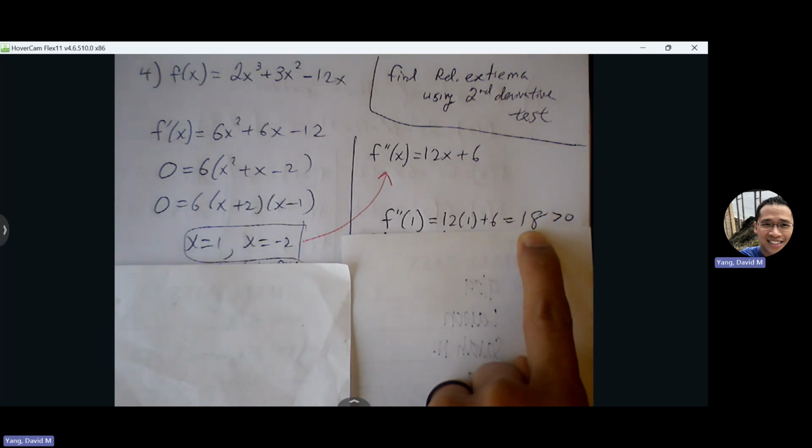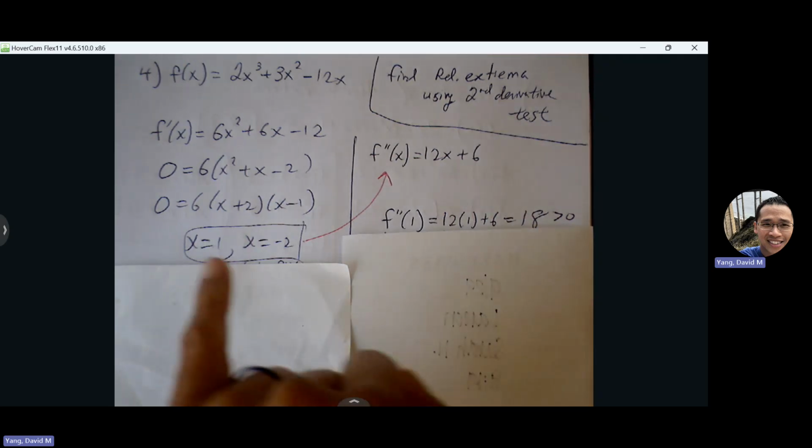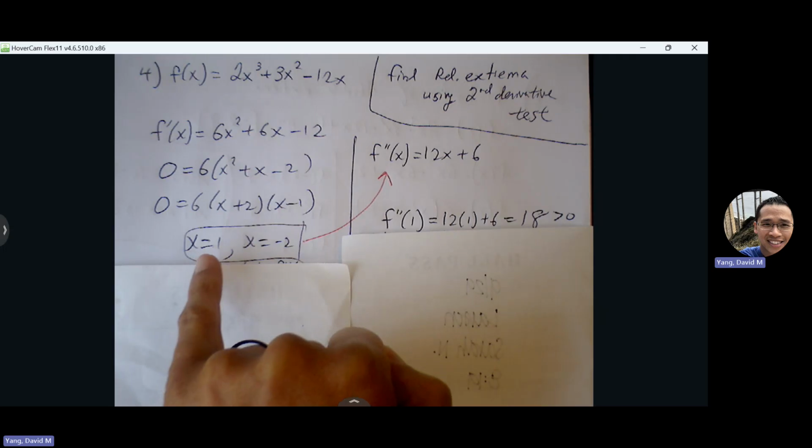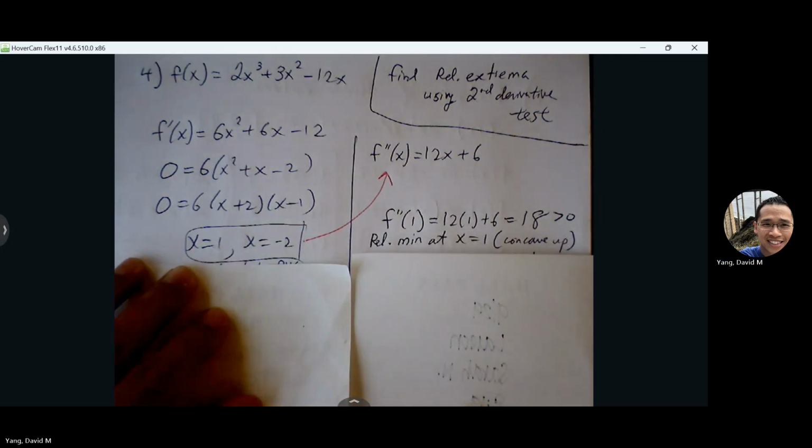What can we conclude with that number there? Concave up, right? That 18 just indicates a positive value. If my second derivative is indicating that this critical point has a concave up behavior, that means we must be looking at a what? Relative min, yeah.